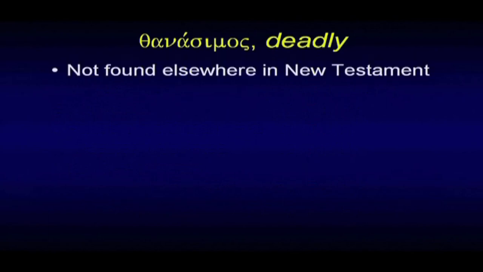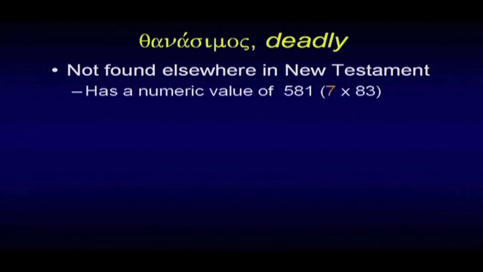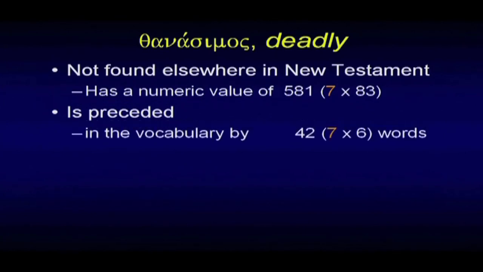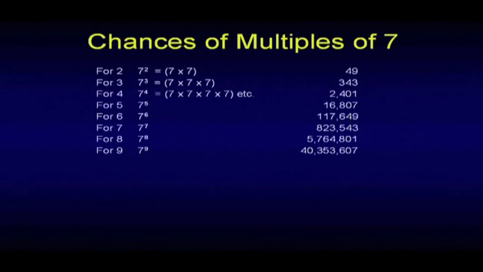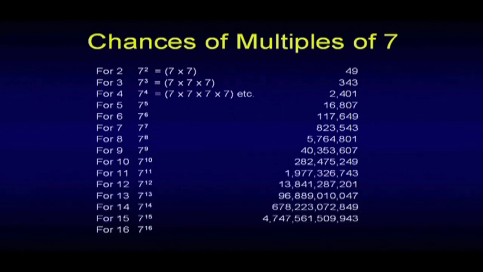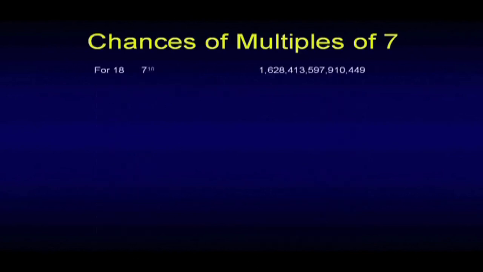I'll take one of these. One of these words is the word deadly. It's not found anywhere else in the New Testament. It has a numerical value of 581, which turns out to be a multiple of 7 exactly. It's preceded in the vocabulary by 42, a multiple of 7 exactly, in the passage itself by a multiple of 7 exactly. And so I gave you 9 before. I've just added a few more. In fact, I didn't stop at 17. I stopped at 35.